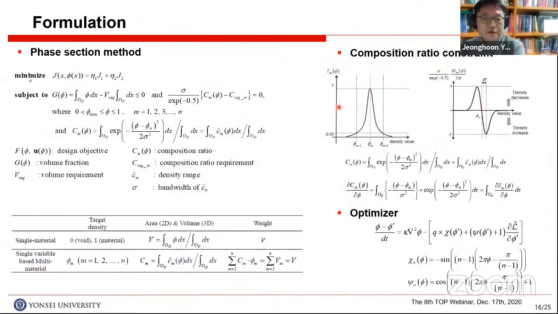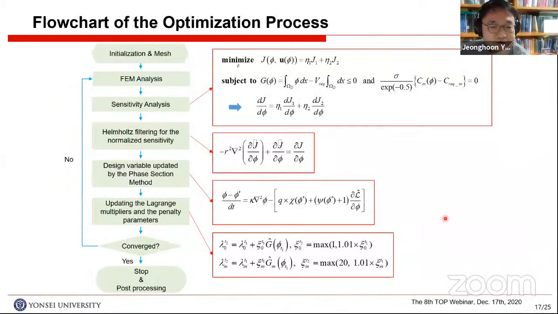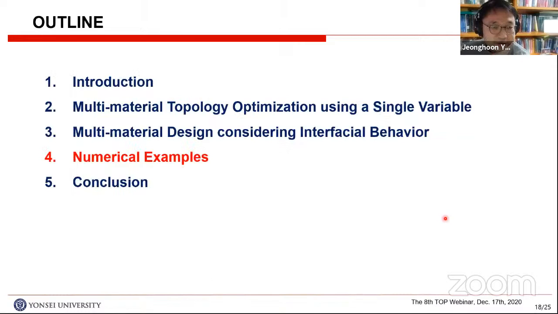And this is the overall formulation with the objective functions and the volume constraint. This constraint is for each composition part. This one explains the sensitivity and the optimization process. And this flow chart shows you the overall process for this design process. Now let me show the numerical examples.